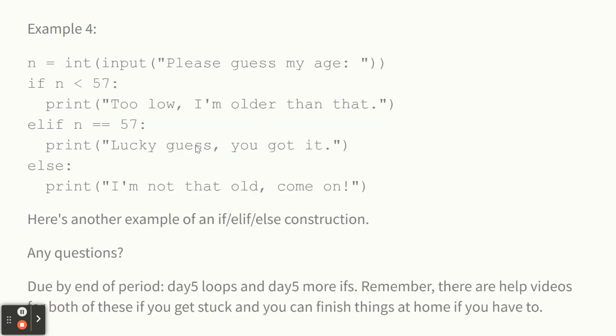So here's an age guessing program. Please guess my age. All done. We did this last time, but with 3 ifs. But instead of 3 ifs, we have if n less than 57, elif n equals 57, else I'm not that old. So this one is just like what we did Wednesday, but all in one statement that's all tied together. So you can't just do an elif if you don't have an if right above it. Notice each thing is indented. So after the if, you have stuff indented. After the elif, you have stuff indented. After the else, you have stuff indented.